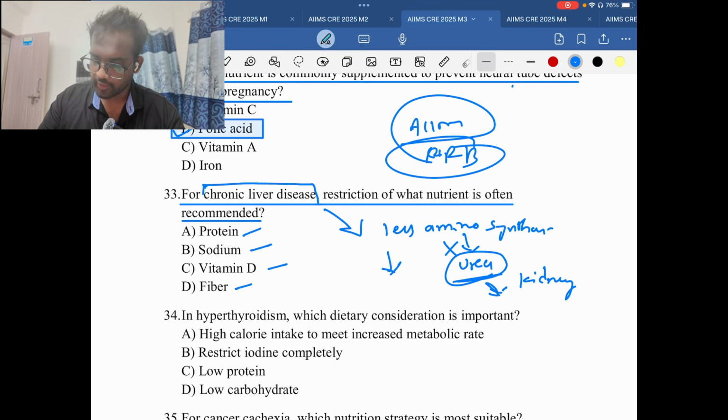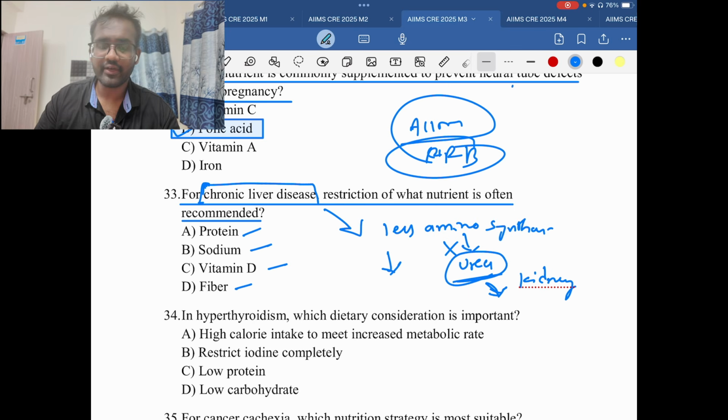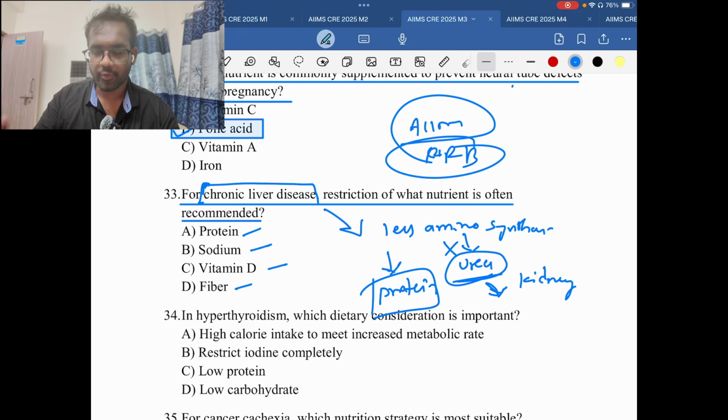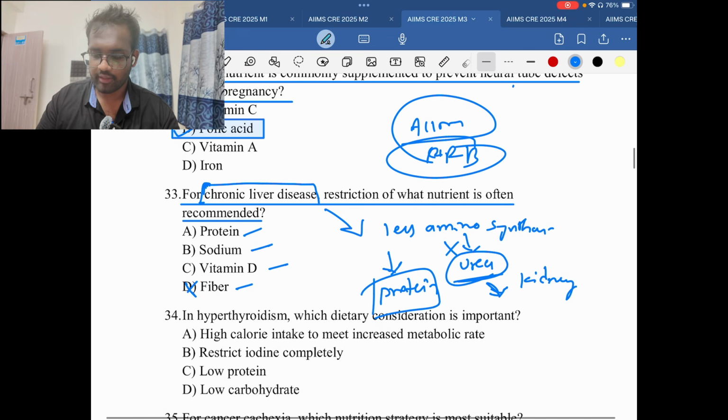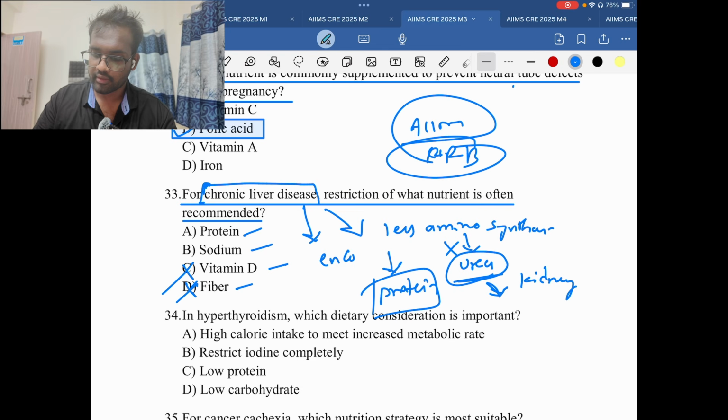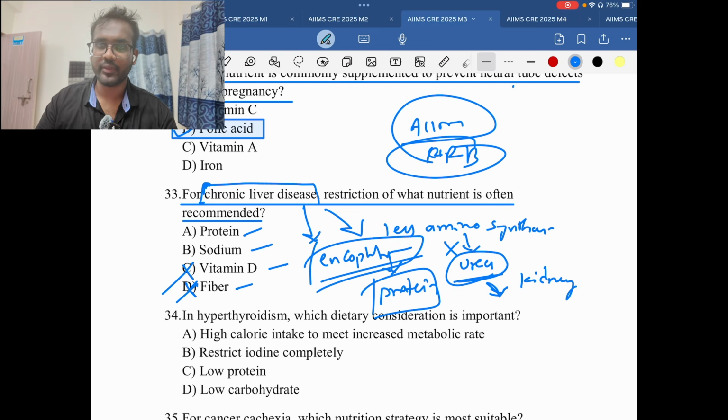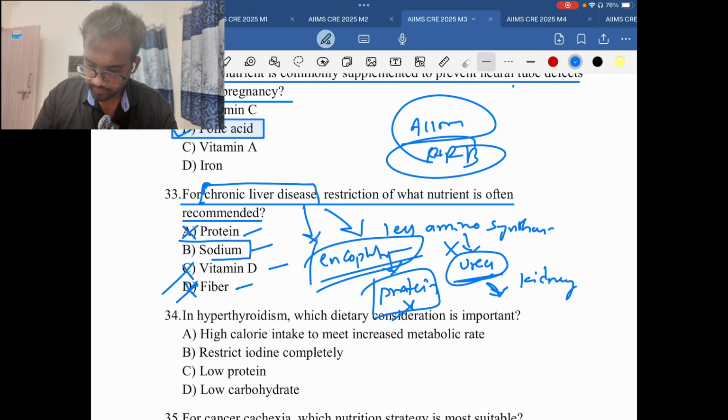So we usually give less protein, but in chronic liver disease, we need some amount of protein for regeneration. So according to the options, first eliminate the options. Fiber is not restricted, and vitamin D is also not restricted. Protein is restricted only if there is liver condition with encephalopathy, hepatic encephalopathy; or else we shouldn't restrict the protein. So this is also not the answer. So the answer will be B, sodium.